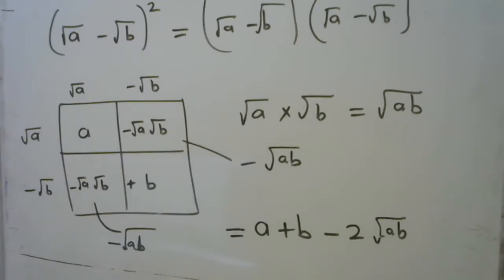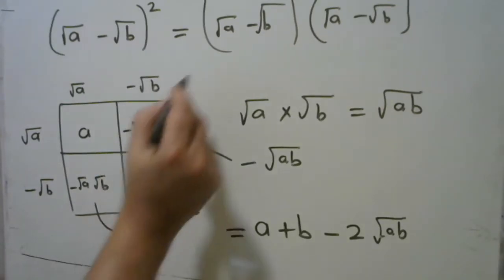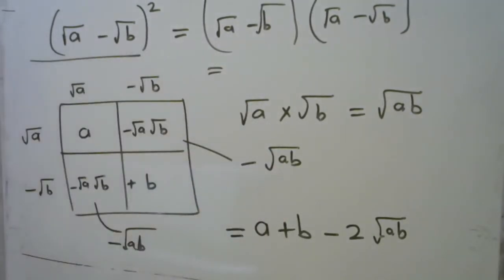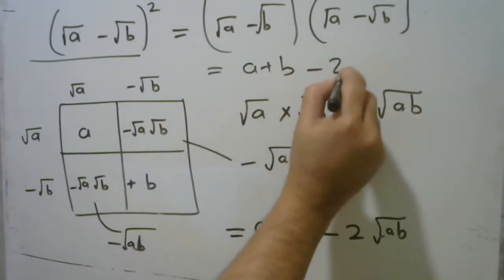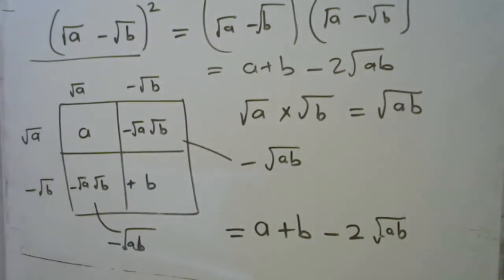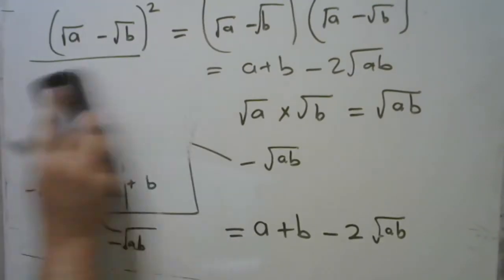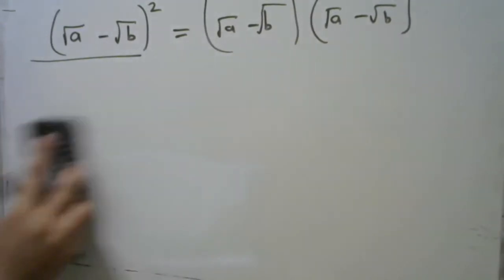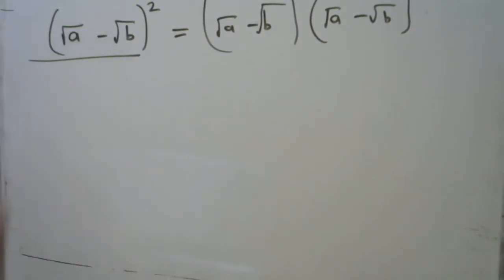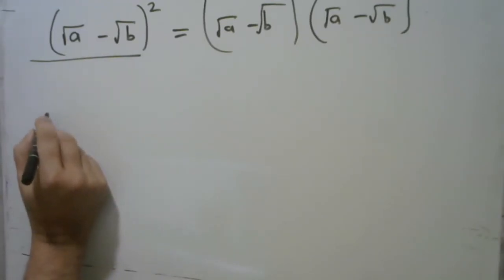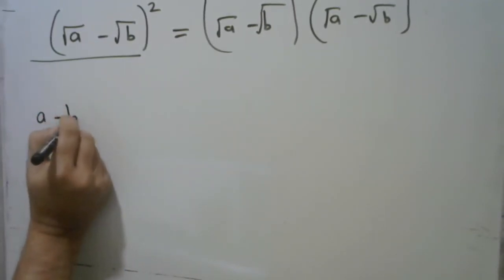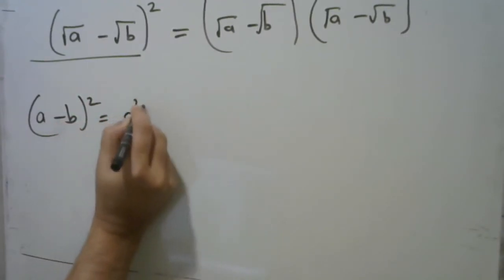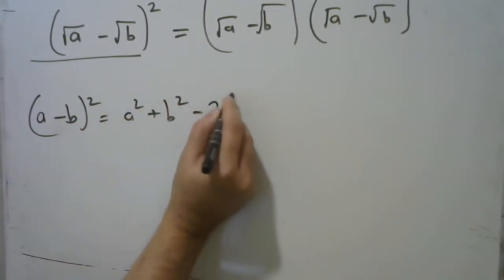All right? So this here is equivalent to a plus b minus 2 root of ab. So this idea here, now if you remember, a minus b all squared is a squared plus b squared minus 2ab.